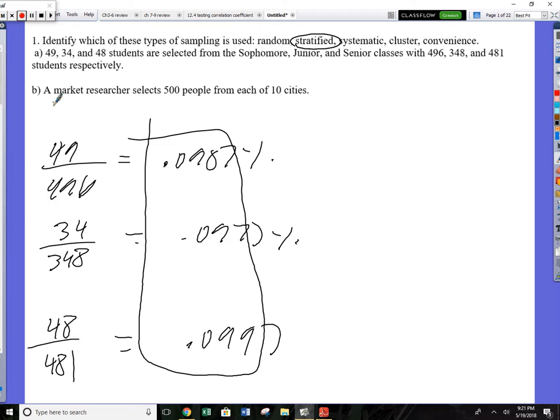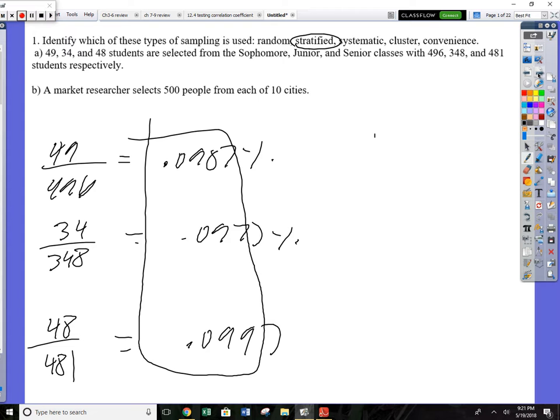B, a market researcher selects 500 people from each of 10 cities. Okay, it's not systematic. Cluster, you divide them into clusters, but then you randomly choose a cluster and you have to interview every single person in that cluster. So this one, B, is just an example of a random sample. So you hit 500 people from each of the 10 cities, doesn't really matter how big or small they are.